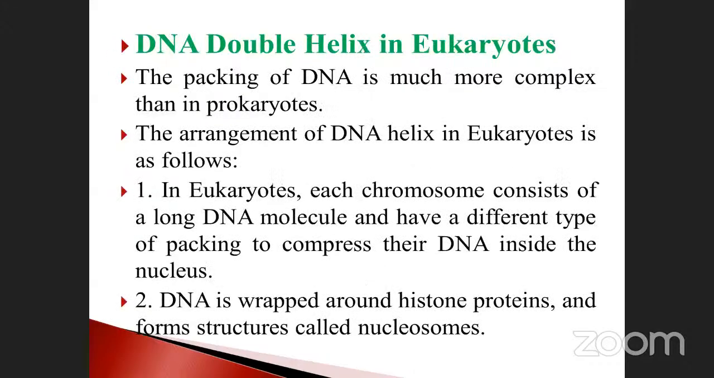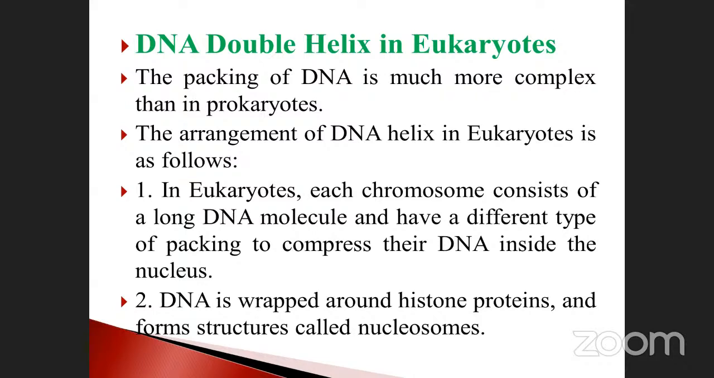And the next one is the DNA double helix in prokaryote and eukaryote. Here you already know a little: it is similar to that of the human being, a double helical structure discovered by the scientist Watson and Crick. Here what they are telling, just listen. The packing of DNA is much more complex compared to prokaryote because it is highly developed in nature. The prokaryote I already told you about. What is the arrangement of the DNA helix in eukaryote?